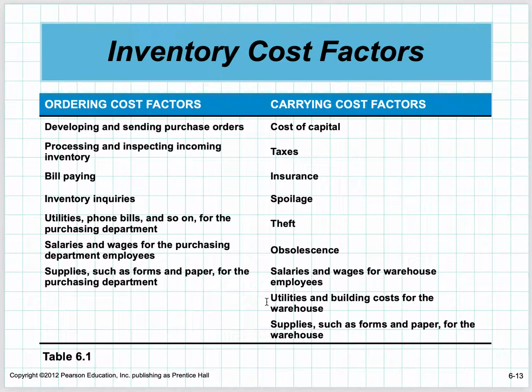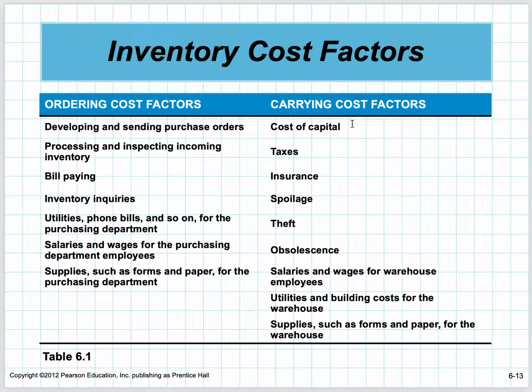Other things that you can look at, here are the ordering cost factors: developing and sending purchase orders out, processing, inspecting incoming inventory, bill paying, inventory inquiries, utilities, phone bills, and so on for the purchasing department, salaries and wages for the purchasing department employees, supplies such as forms and paper for the purchasing department, even though no one uses that anymore. But if you look at the bottom of the slide, it says 2012. Even then, no one was using it. Everything is done online now.